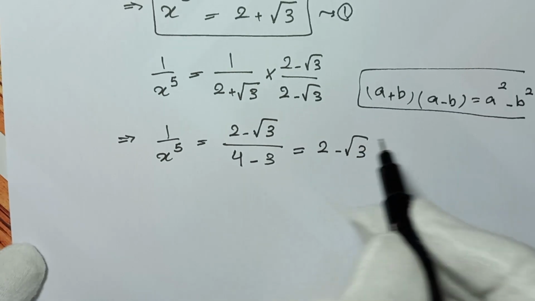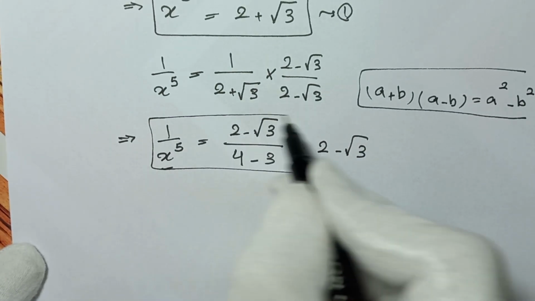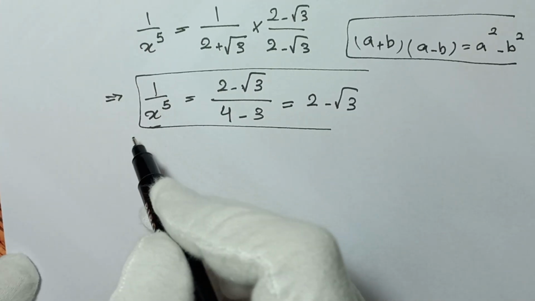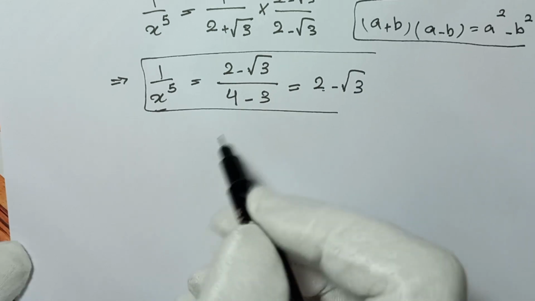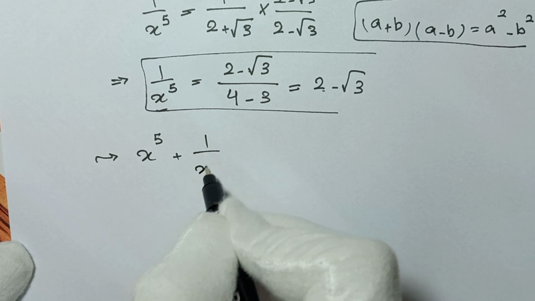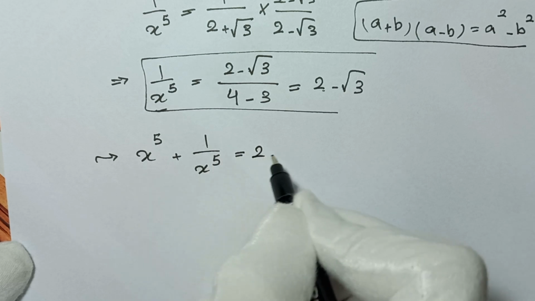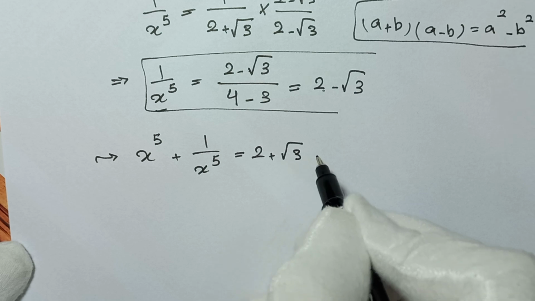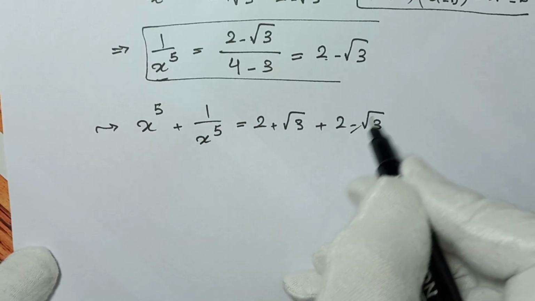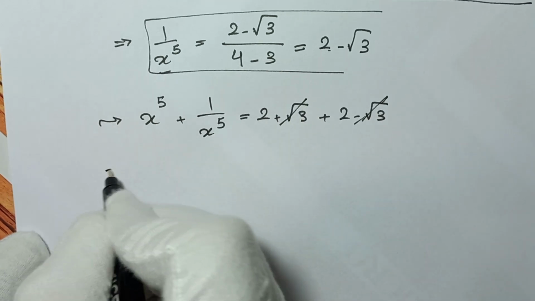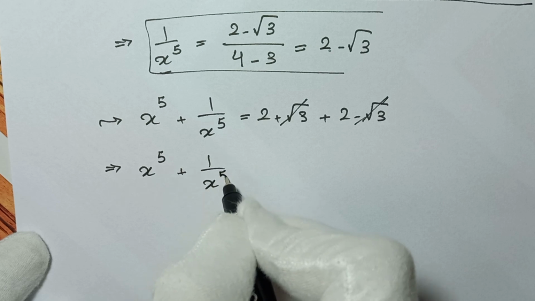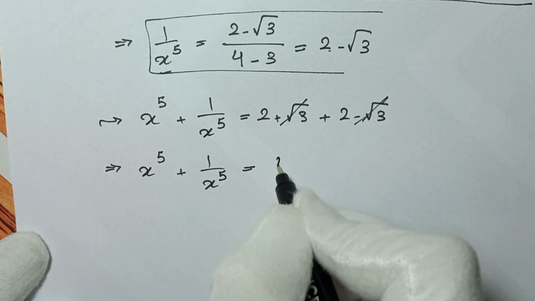So x to the power of 5 is 2 plus the square root of 3, and 1 over x to the power of 5 is 2 minus the square root of 3. So x to the power of 5 plus 1 over x to the power of 5 equals 2 plus the square root of 3 plus 2 minus the square root of 3, right? And here this will cancel this, and it will be x to the power of 5 plus 1 over x to the power of 5 equals 2 plus 2 is 4.